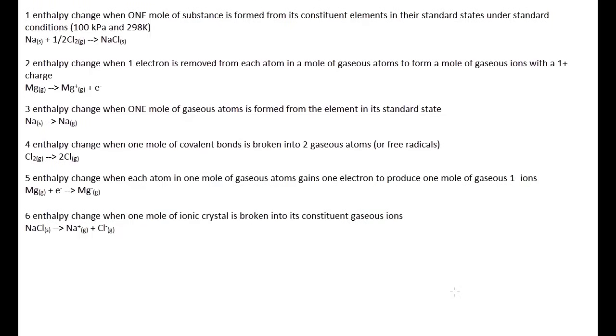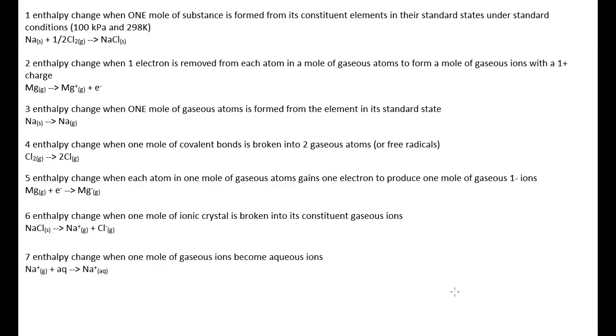Sixth one, lattice dissociation enthalpy or lattice formation. And you can get it given either way. Now bear in mind they are different wordings. Now this one, enthalpy change when 1 mole of ionic crystal is broken into its constituent gaseous ions. That is the dissociation enthalpy. Lattice formation would be the opposite. So sticking with the dissociation, NaCl being broken down as a solid into gases, the sodium ion gas and the chloride ion gas with their respective charges.